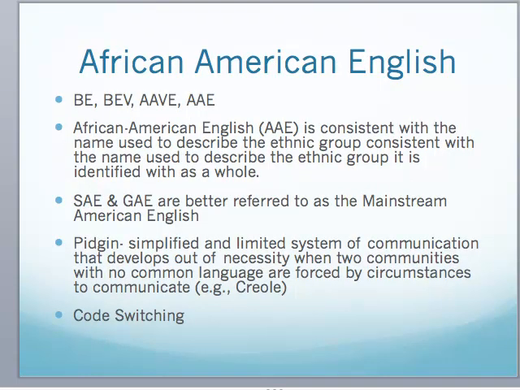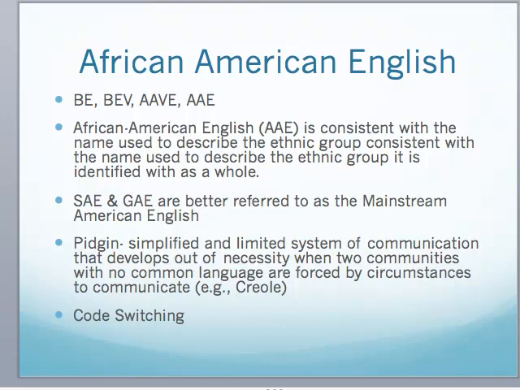First, we'll be talking about African American English. There are several different terminologies that can be used. There's Black English, BE, Black English Vernacular, BEV, African American Vernacular English, AAVE, or simply what we call African American English, AAE. The term African American English is consistent with a name that will be used to describe the ethnic group with which it's predominantly identified. Standard American English and General American English are better referred to as Mainstream American English, or MAE.